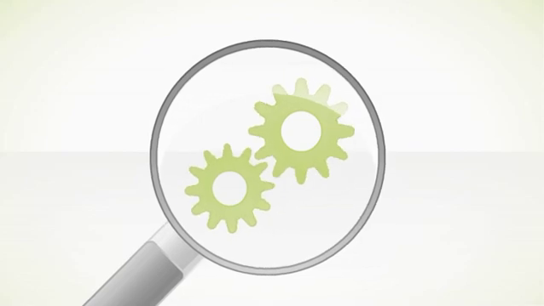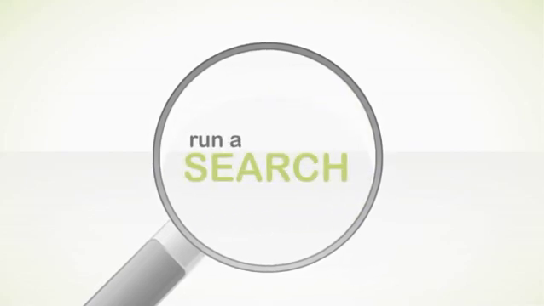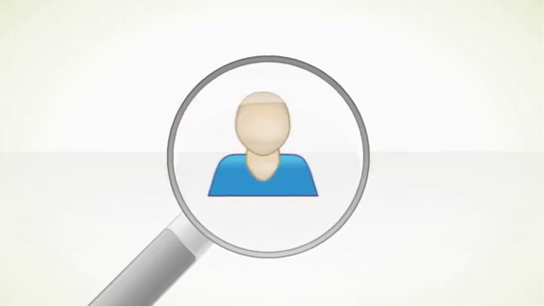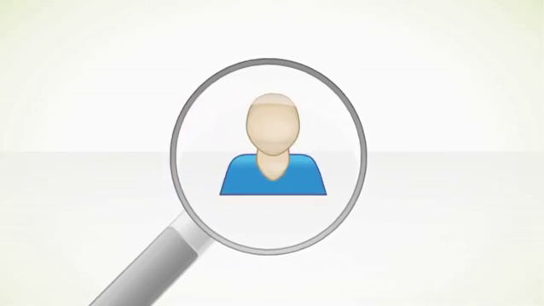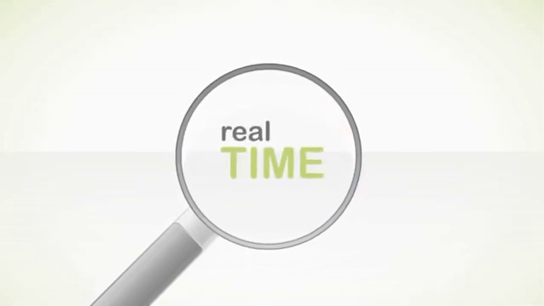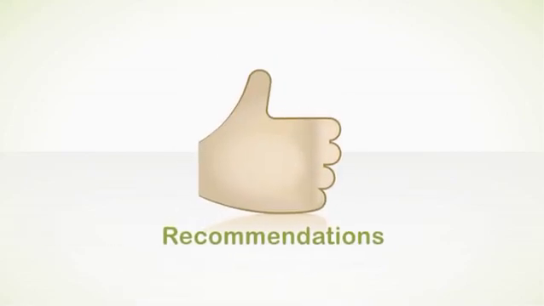How can we do that? Our recommendation engine will analyze your criteria and needs and then run a search in our database that is comprised of thousands of screened business applications. We then compare your needs with the product characteristics, as well as look at what other GetApp.com users with similar business profiles have searched. We do that in real time and send you our recommended list of apps.